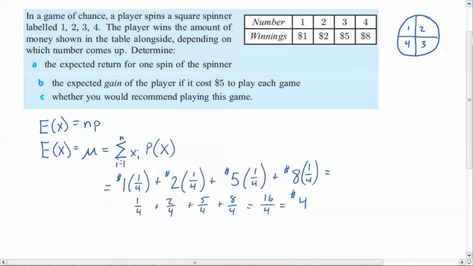Now, the expected gain depends on how much it costs us to spin, obviously. In this case, it says that it costs you $5 to play each game. So if it costs you $5 and you can expect a return of $4, then the expected gain is the expected value, and then we're subtracting the cost, or what you have to pay, because you're going to have to pay that no matter what. It results in negative $1. And so that is our expected gain.